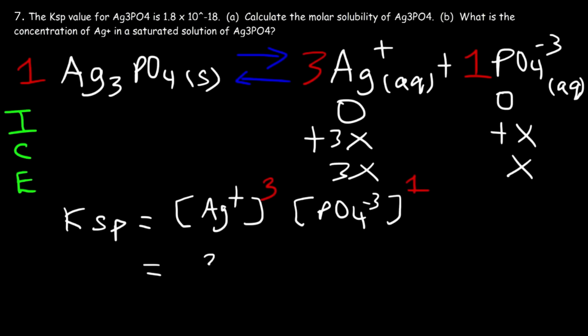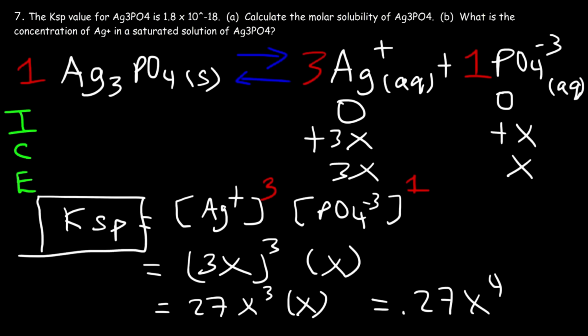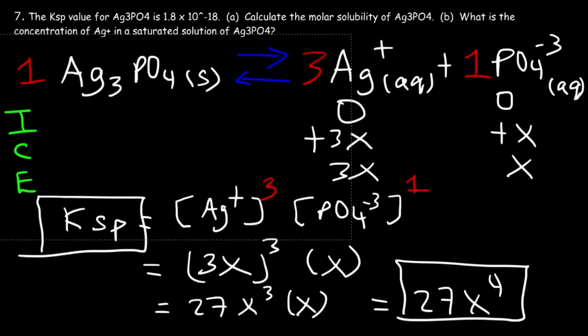Now Ag is equal to 3x, and that's raised to the third power. Phosphate is equal to x. 3 to the third power is 27. So this is 27x cubed times x. And so this is 27x to the fourth. Now I'm going to show you a shortcut method that can help you to get this expression, the fact that KSP is equal to 27x to the fourth. And then we'll come back to this problem.